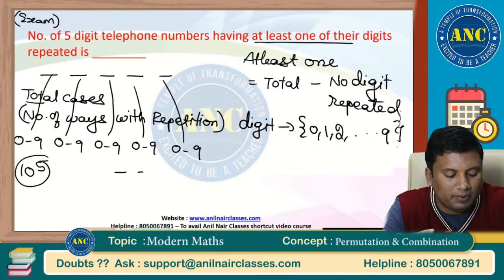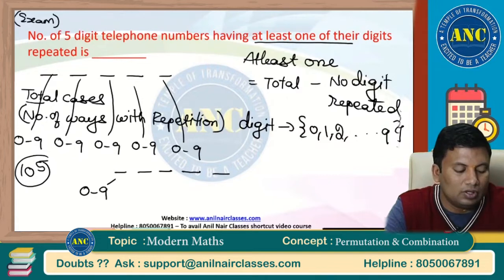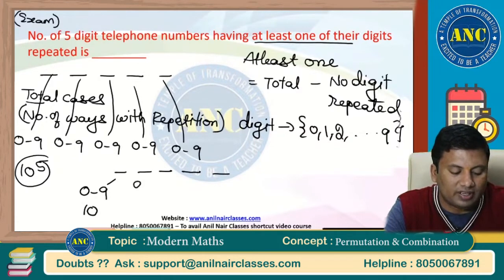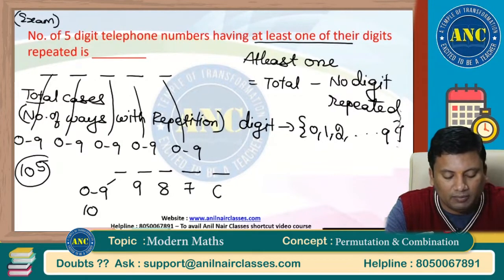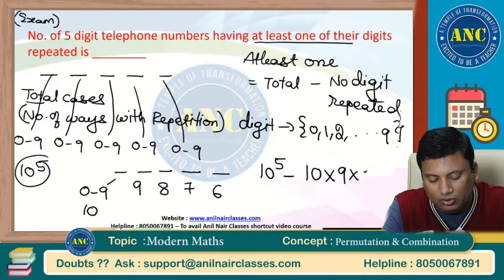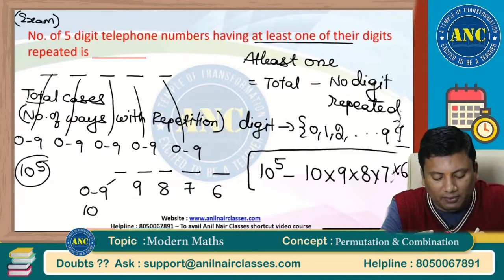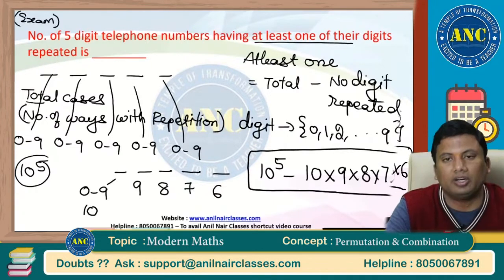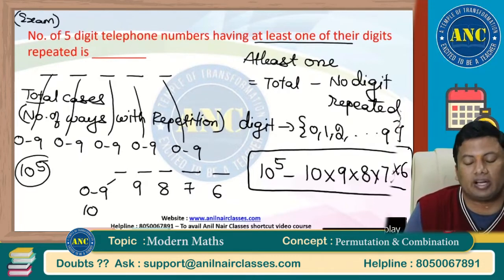For no digit repeated, 0 to 9 gives 10 choices for the first digit, and the remaining 9 digits can come. Two digits are fixed, remaining 8 can come, remaining 7 can come, remaining 6 can come. So the answer is 10 power 5 minus 10 into 9 into 8 into 7 into 6. Here I am using the subtraction principle.